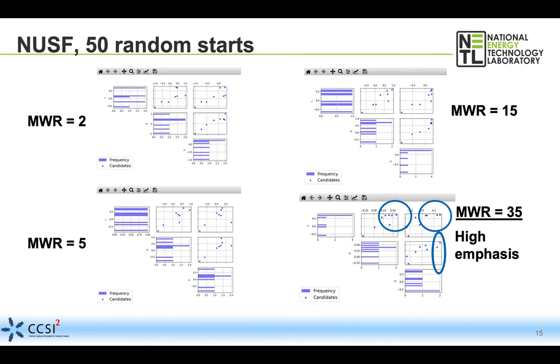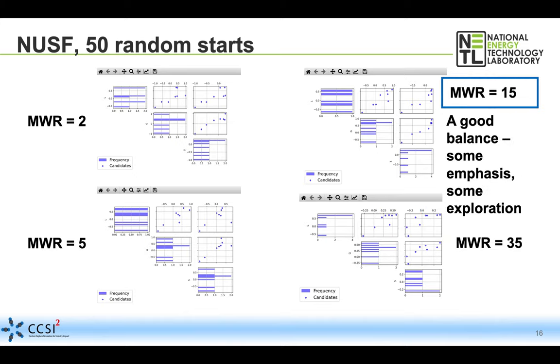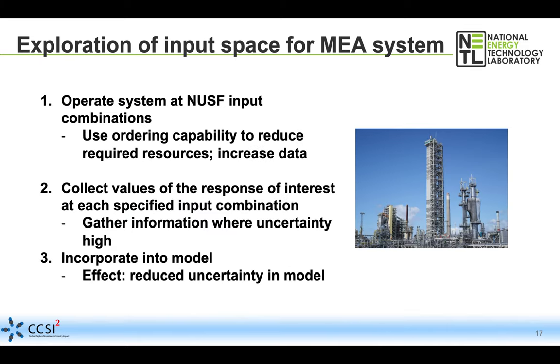Looking at these designs, we can then just decide which one fits our needs the best. In this example, I'm going to go with the MWR equal to 15, because that gives us a good balance, providing some emphasis on those areas of the space that had higher uncertainty while still allowing us to explore the rest of the space fairly thoroughly to improve our model throughout the entire region as well.